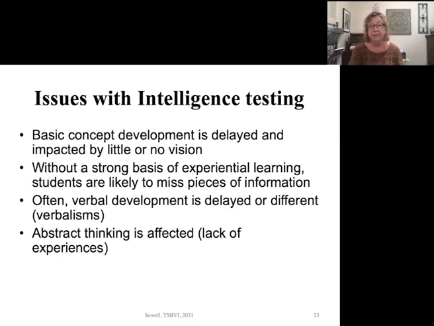Often verbal development is delayed or different with our kids. They have verbalisms, which means they could tell you about things and talk about things, but they don't have the understanding of what that means. And their abstract thinking also might be affected, again, because of lack of experiences. They don't have all those experiences in which they can then make those determinations about abstract thinking and abstract concepts.